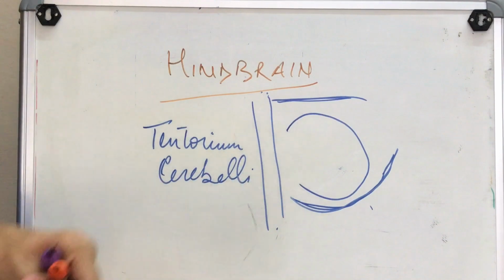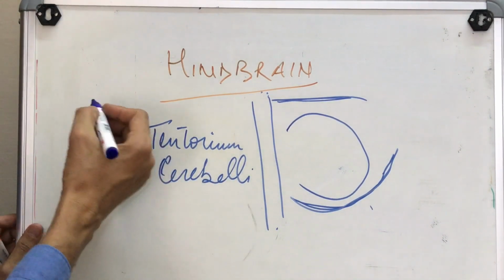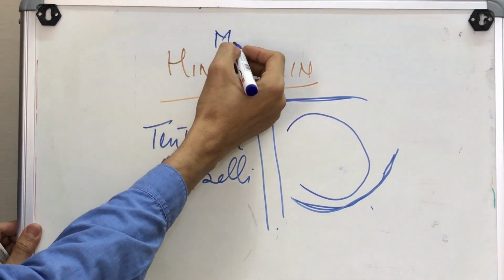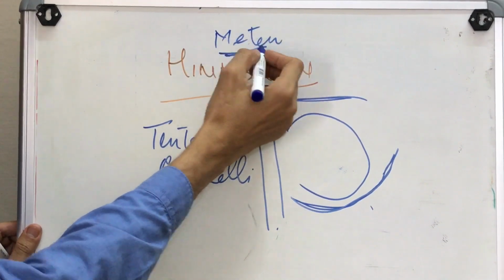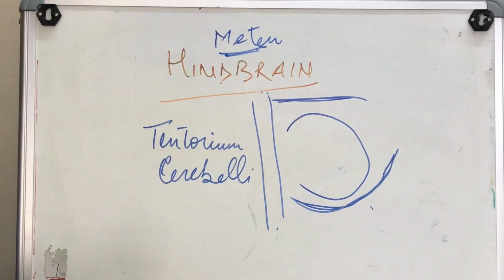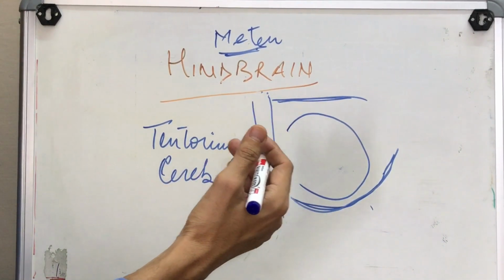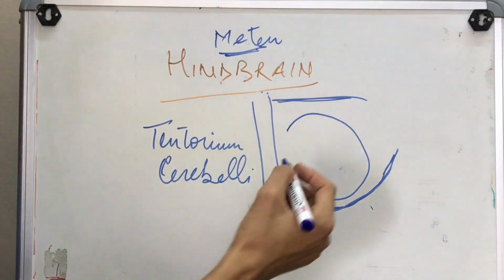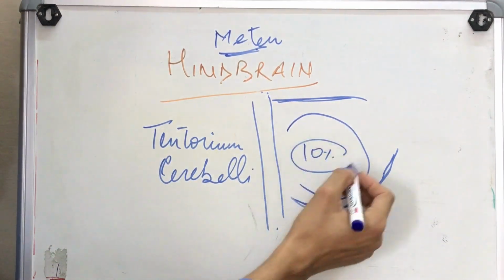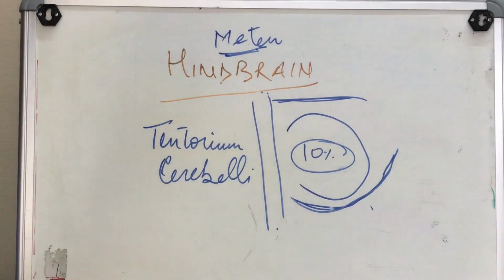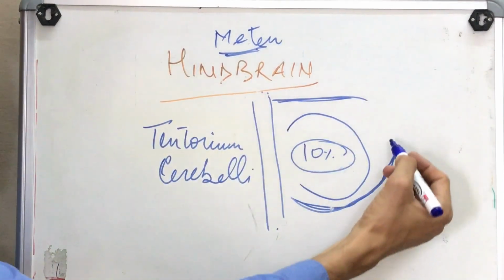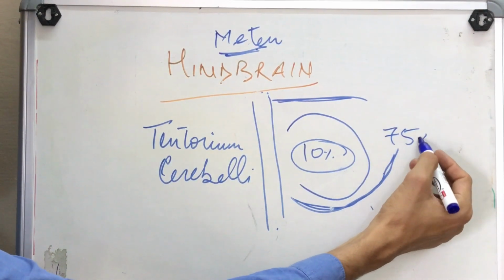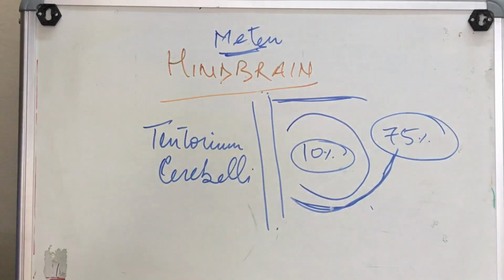And embryologically, if you can recall, it is a derivative of the metencephalon. And if you look at the size of the cerebellum, it's called the little brain. If you compare its size with the cerebral cortex, it is only 10% of the weight of the cerebral cortex. But if we compare the surface area with the cerebral cortex, its surface area is 75% of that of the cerebral cortex.